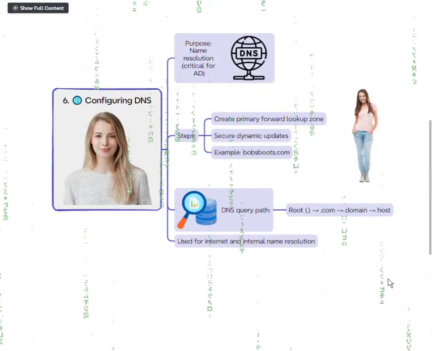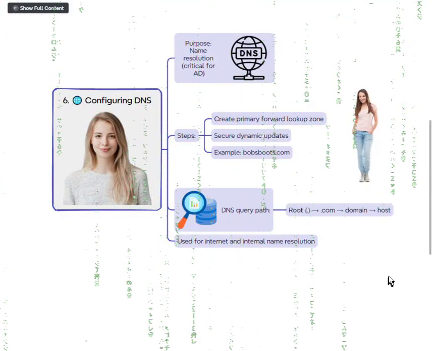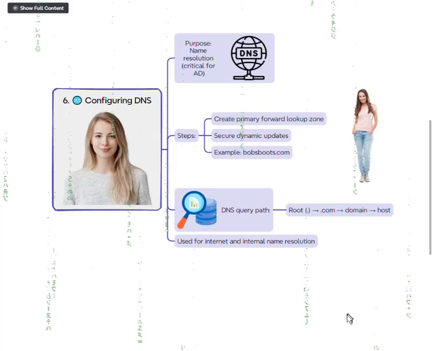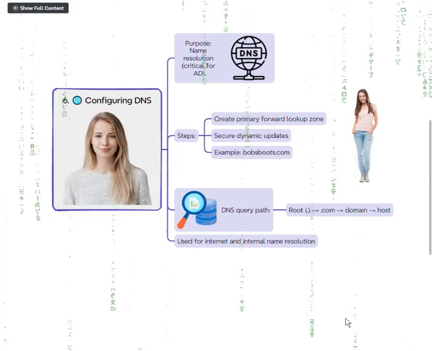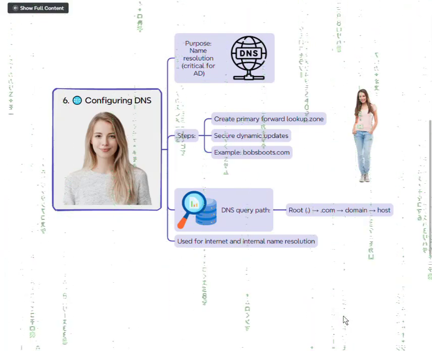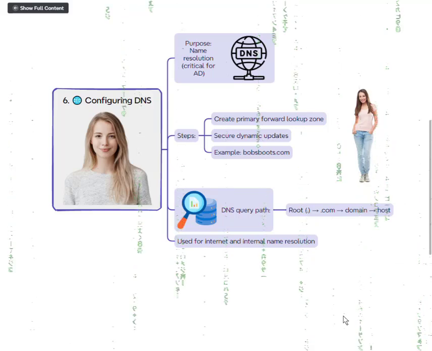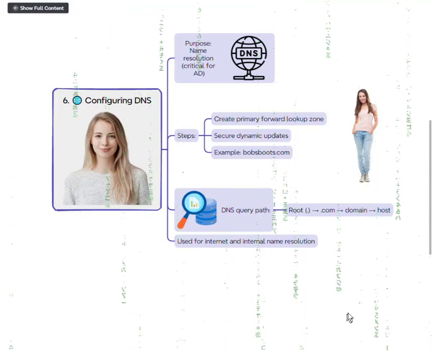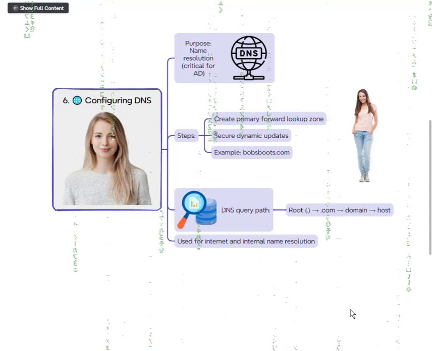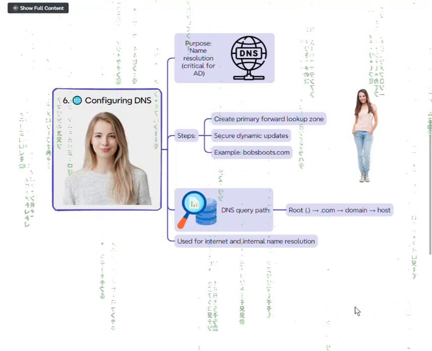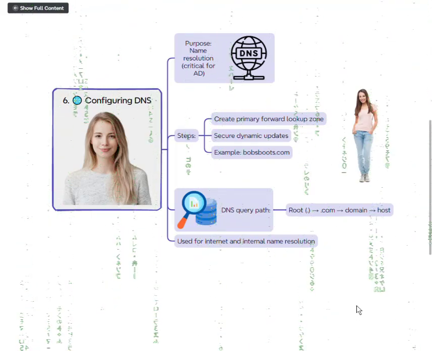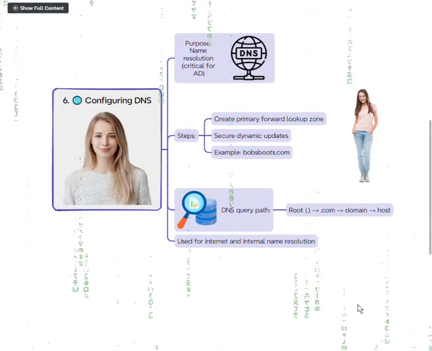Configuring DNS. DNS is what translates human-friendly names into IP addresses that computers understand. Without it, you'd have to remember the numerical address of every website or computer. When you configure DNS on your server, you're taking control of how names get resolved in your network, which is crucial for services like Active Directory.